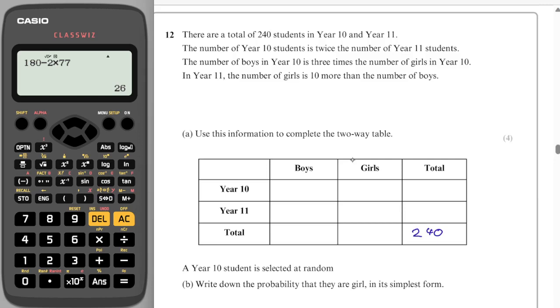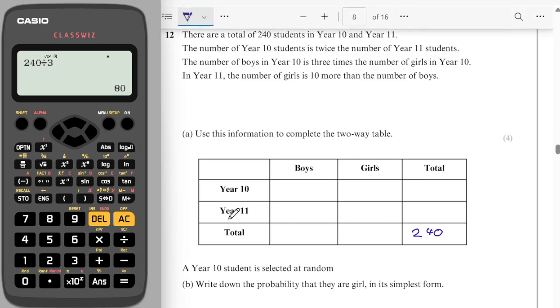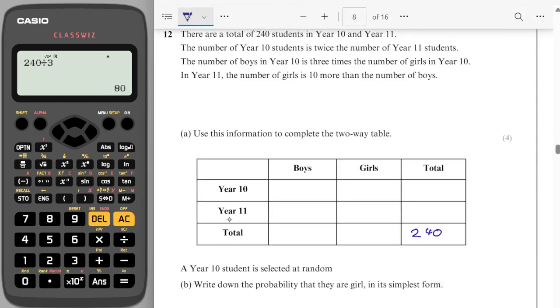So we know that there are 240 students in Year 10 and in Year 11. Number of year 10 students is twice the number of year 11 students. So if I divide 240 by 3, that splits it into the 3 parts that we're after. So that means that there are 80 in year 11 and 160 in year 10.